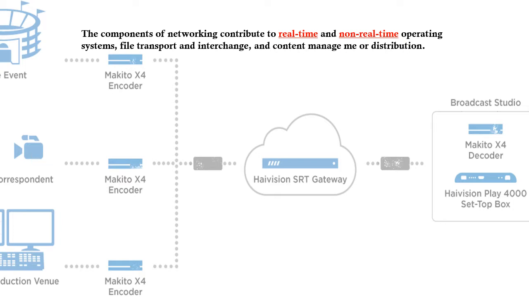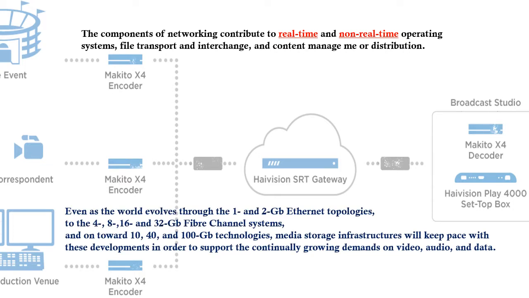Networked services are the key to workflow collaboration, to high-speed interconnects, to content delivery mechanisms, and to the internal architectures of secured and protected data storage systems. Even as the world evolves through the 1 and 2 gigabit Ethernet topologies, to the 4, 8, 16 and 32 gigabit Fibre Channel systems, and on toward 10, 40 and 100 gigabit technologies, media storage infrastructures will keep pace with these developments in order to support the continually growing demands on video, audio, and data.